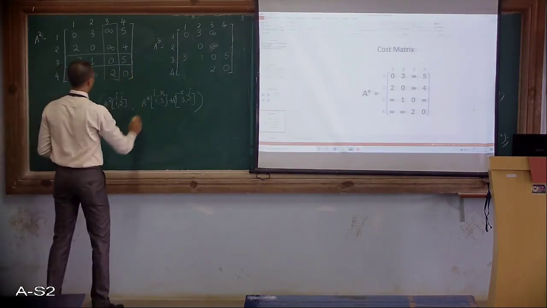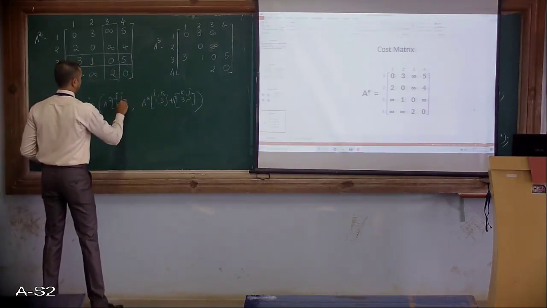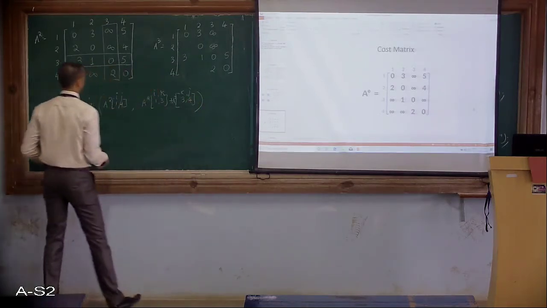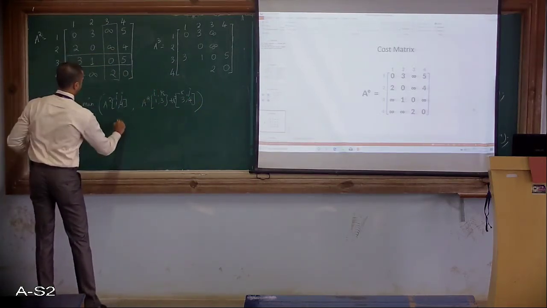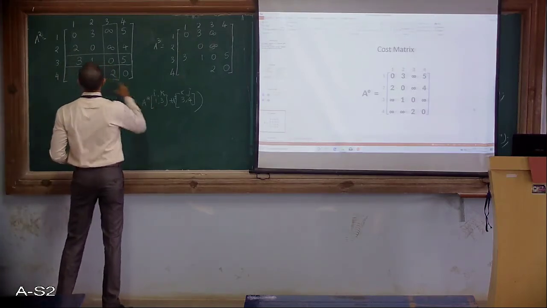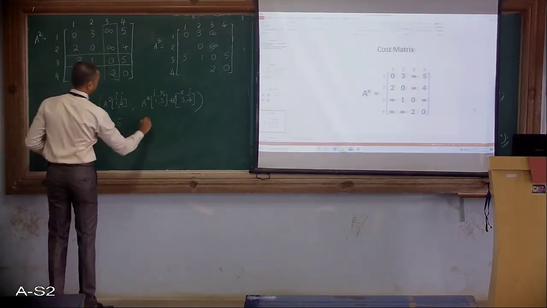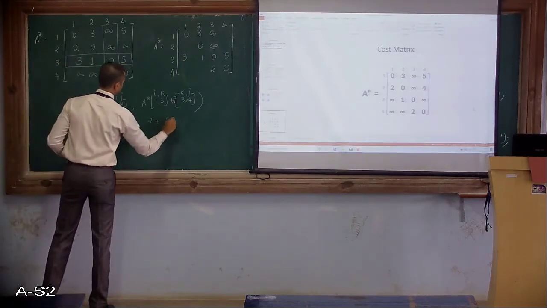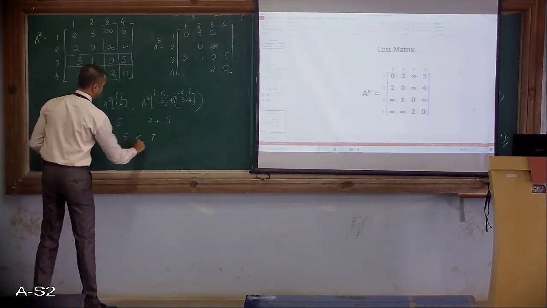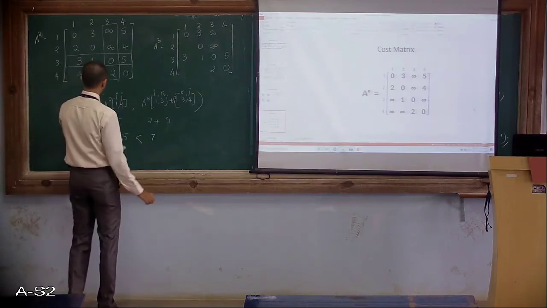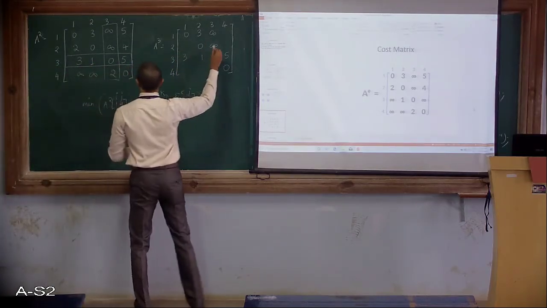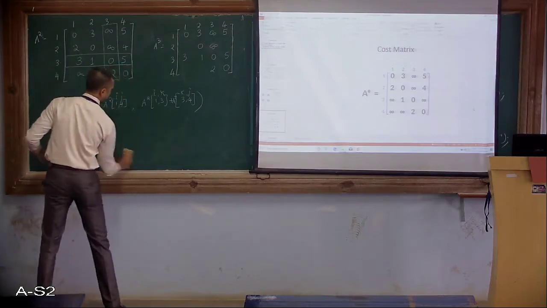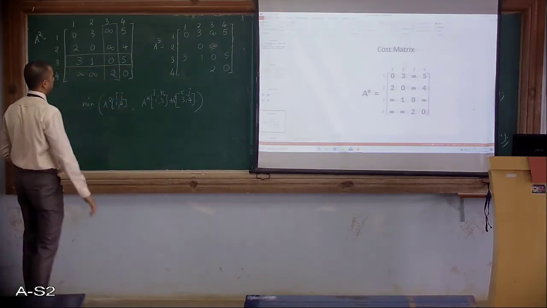Next one. Next is 1 to 4. So 3 is the intermediate vertex. So 1 to 3 and 3 to 4. What is 1 to 4? 1 to 4 is 5. 1 to 3 is 2 plus 3 to 4. 3 to 4 is 5. So 5 plus 2 is 7. 5 less than 7. So I'm going to choose 5. So inside 1 to 4, I'm going to write 5.